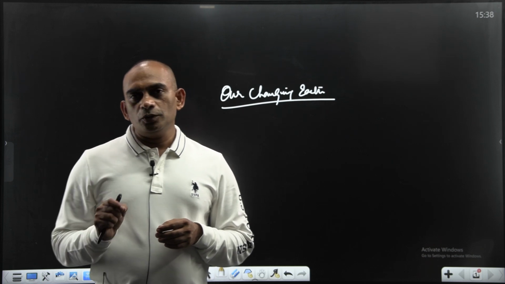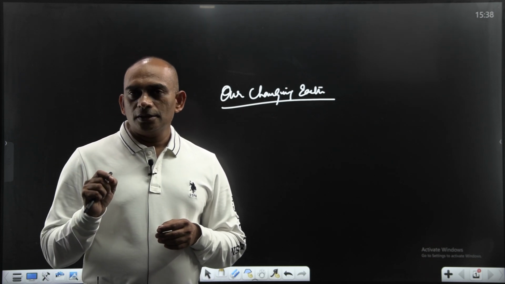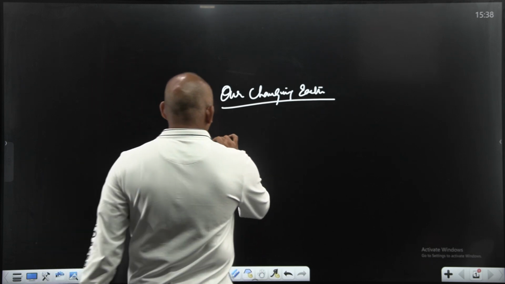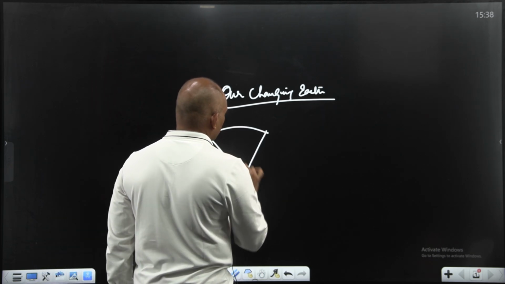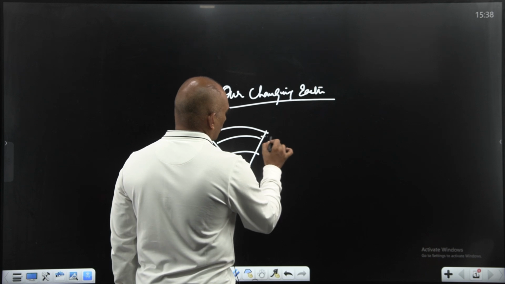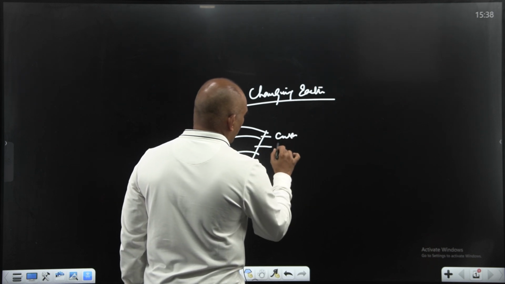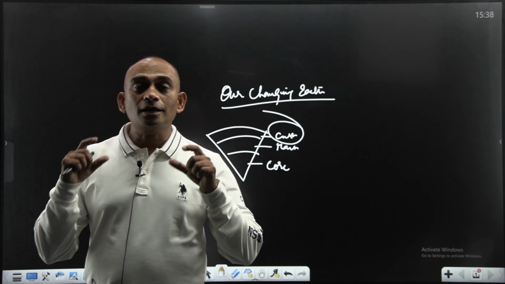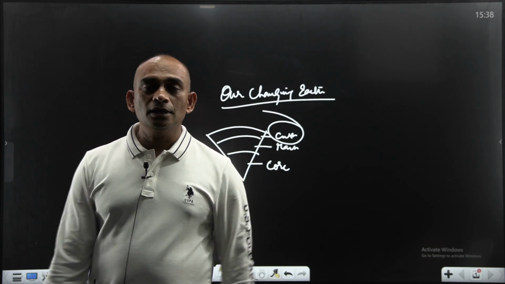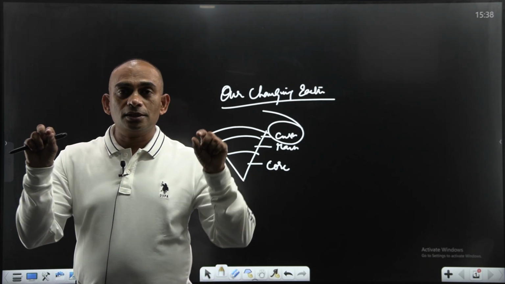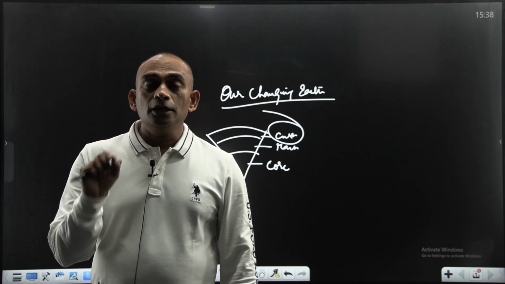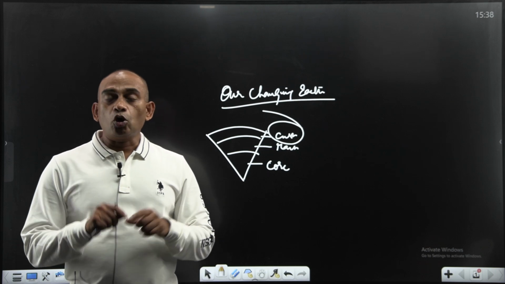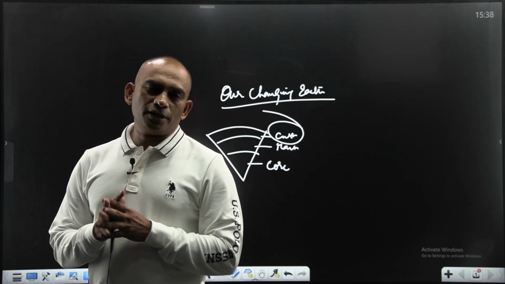One of my videos explains the interior of the earth. The interior of the earth has been divided into three parts: crust, mantle and the core. Crust is composed of rocks, minerals, and the upper layer of the crust has been covered by soil. The crust is of two types, continental crust and oceanic crust.